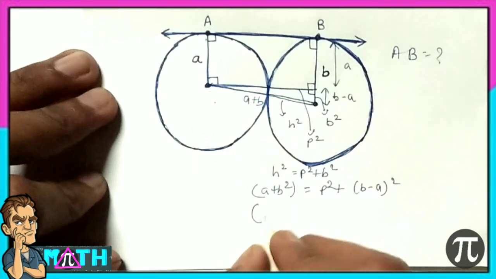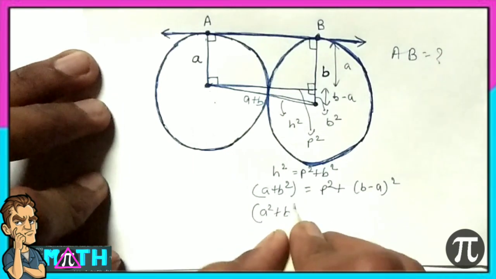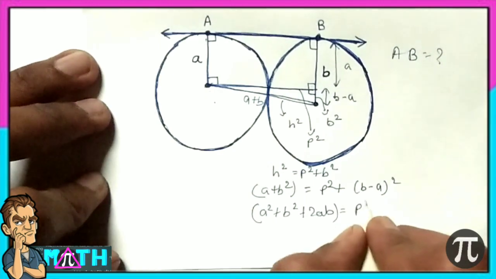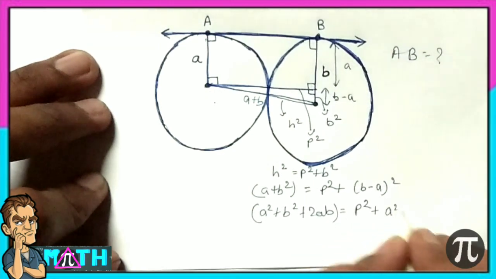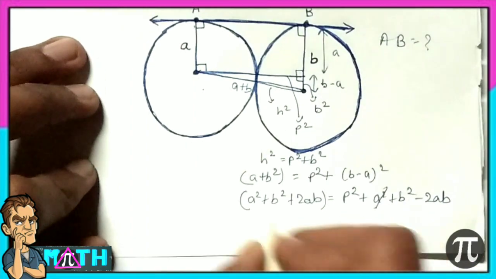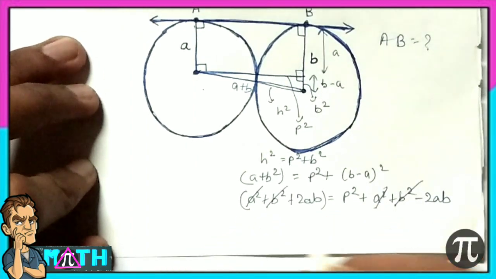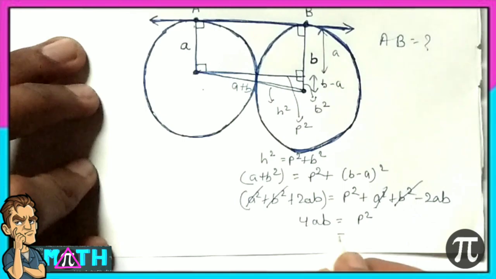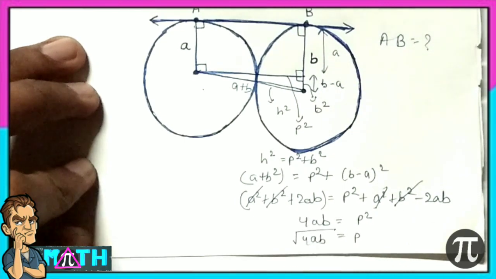Now solve it. This is a square plus b square plus 2ab is equal to p square plus a square plus b square minus 2ab. Now cut a square and b square from both sides and send minus 2ab to the RHS. That becomes 4ab is equal to p square, and its root, root 4ab is equal to p.